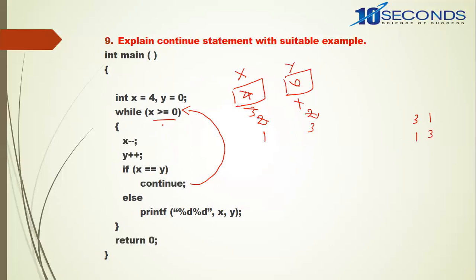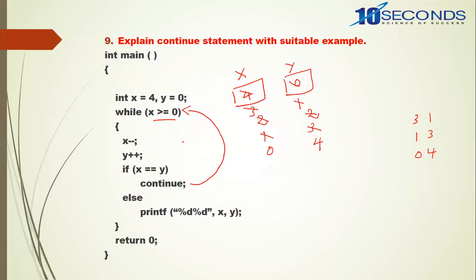Again, while x greater than or equal to 0, 1 greater than or equal to 0, condition is true. It enters the loop. X minus minus, 1 will become 0, y plus plus, 3 will become 4. If x equal to y, 0 equal to 4, condition is false. It will go to else part and print 0 and 4. Again, while x greater than or equal to 0, 0 greater than or equal to 0. 0 is not greater than 0, but 0 is equal to 0. So that is why again the condition is true.